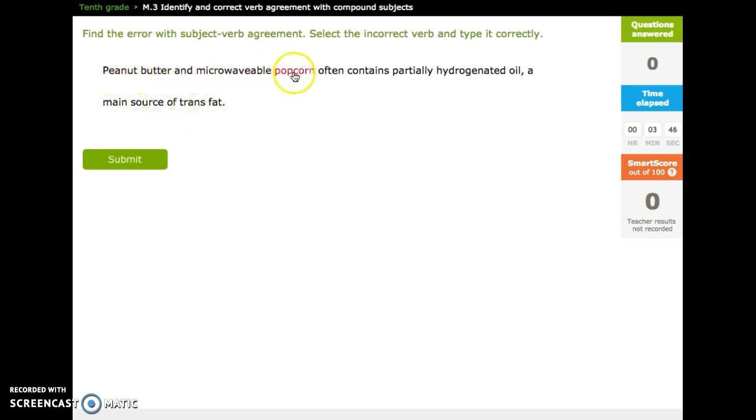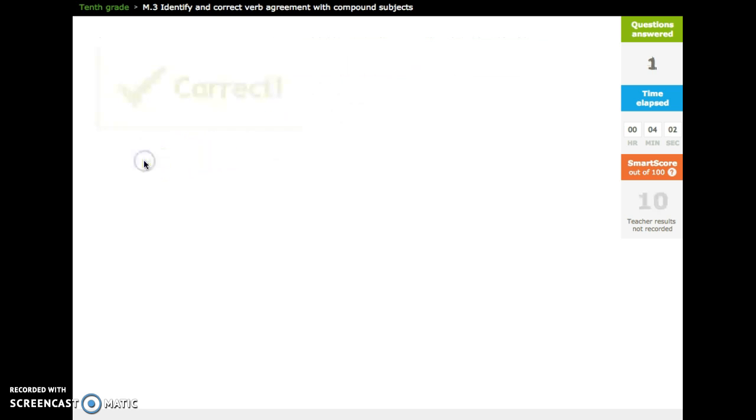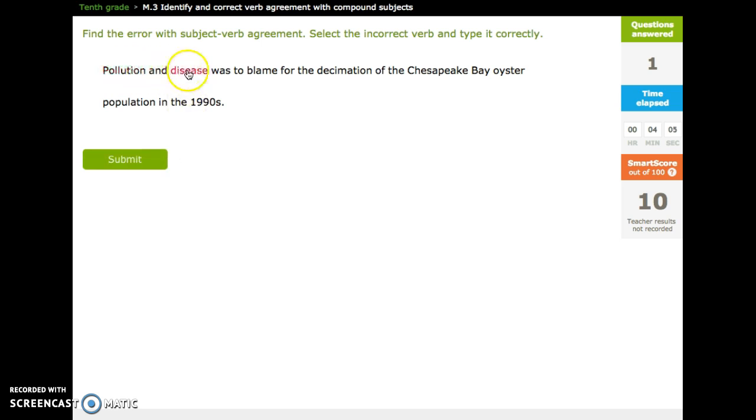Peanut butter and microwavable popcorn often contains. So we have and. Let's just replace this whole compound subject with both. Both often contains. Well, no, both often contain. Okay. Pollution and disease was to blame. So we have and. Let's just replace it with both was to blame or both were to blame. Well, were is plural. Okay, so that's plural, they match. This compound subject is plural. This verb is plural, so we're good.